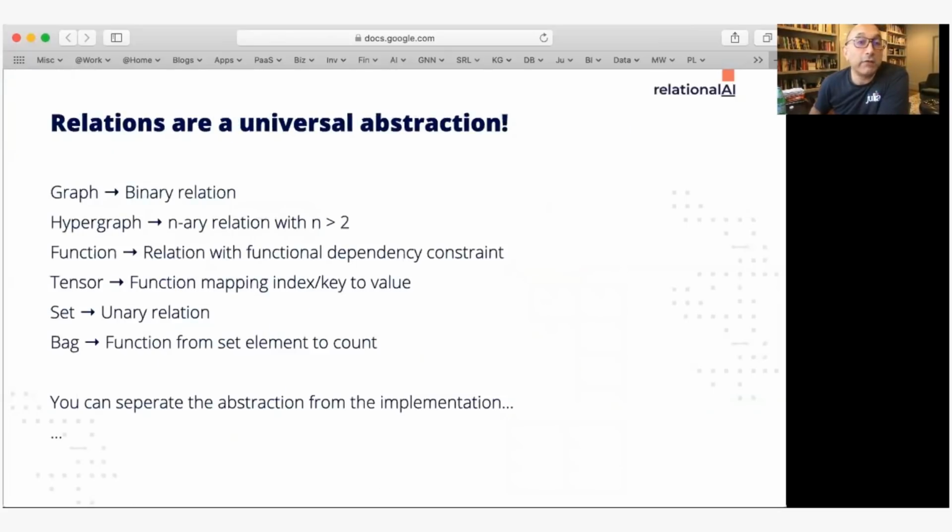Of course, relations are a universal abstraction. You saw just now how we represent a graph with a binary relation. We can also represent a hypergraph, where you have edges between 3 or more nodes, as an n-ary relation. Functions are also represented via graphs, as are tensors, sets, bags, and so on. And the cool thing about the relational paradigm is that you can separate the abstraction from the implementation. Relations can be mapped to adjacency lists, to B-trees, to hash maps, to a variety of data structures that might be more or less suited for a particular data set and particular payload.